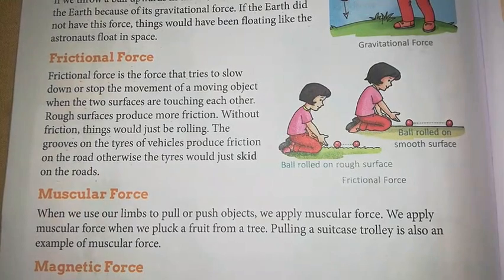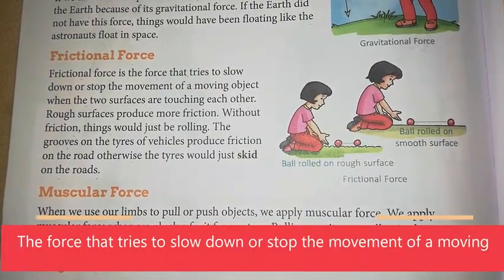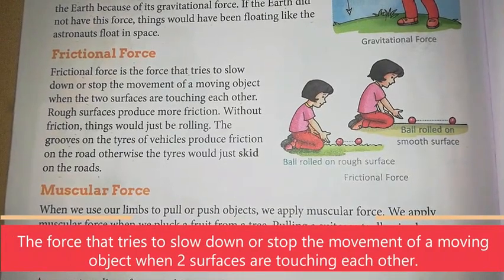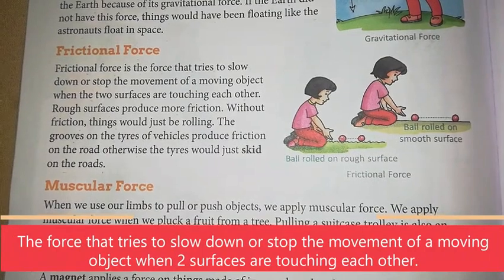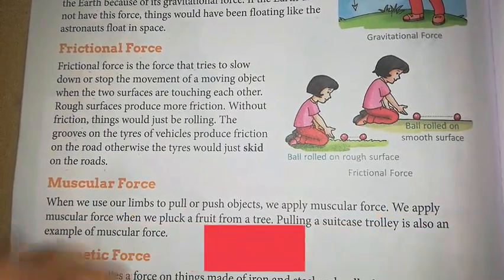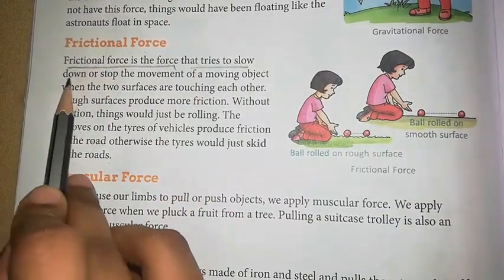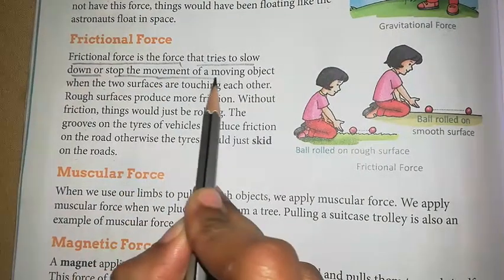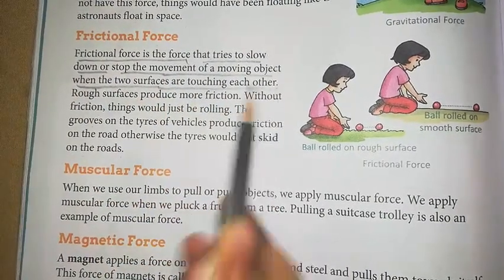So students, what is frictional force? Frictional force is the force that tries to slow down or stop the movement of a moving object when two surfaces are touching each other.